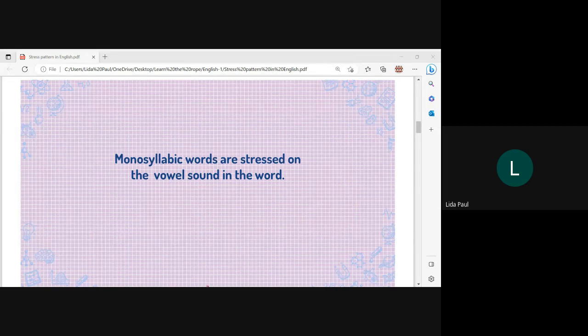When we talk about the concept of stress, and you say the stress is marked on this particular syllable, the stress is actually taken by the vowel in that syllable. Okay, keep this part in mind.